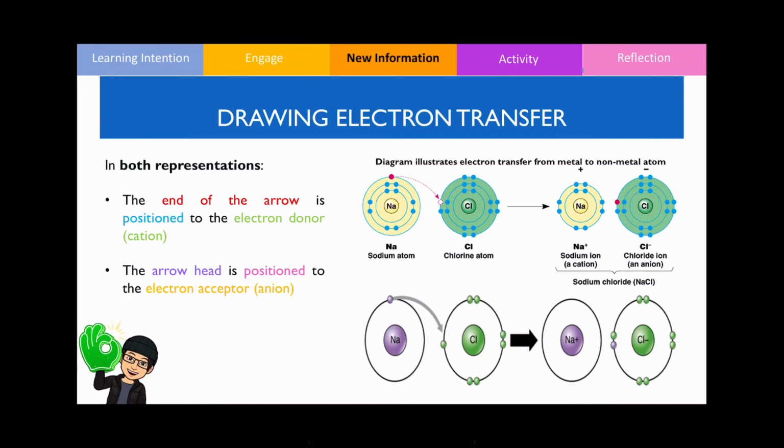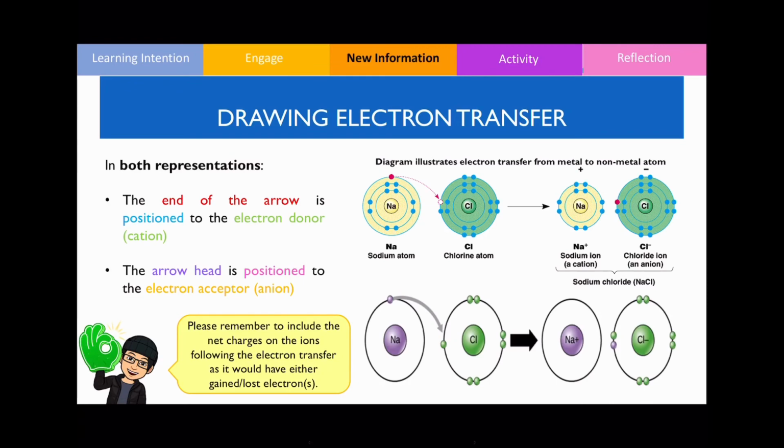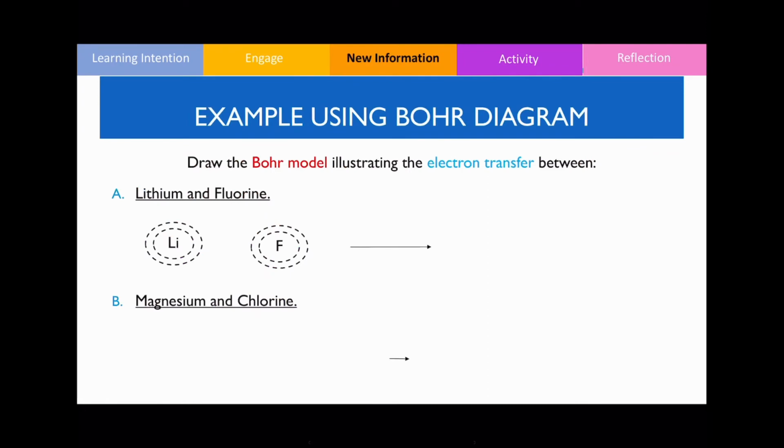When you're actually drawing these electron dot diagrams or Bohr diagrams to show the electron transfer mechanism, make sure again that you are including the actual charges, because if you gain or lose an electron, this changes the balance between protons and electrons. Hence, it will have either an overall positive charge or an overall negative charge, and that's shown over here in these examples. So make sure you're doing the exact same thing, because this is an area that most students often forget. I'm now going to be going over 4 examples in total.